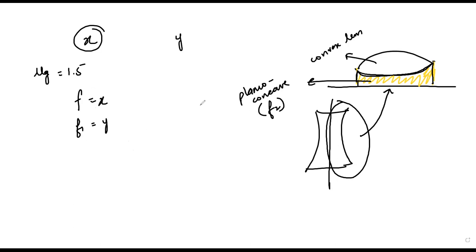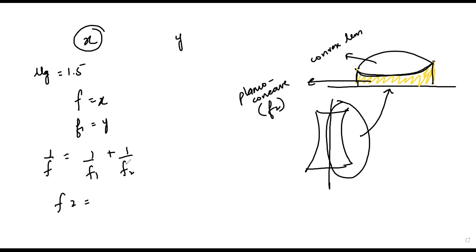So when you have various focal lengths with you, what do you calculate? 1 by f is equal to 1 by f1 plus 1 by f2 and so on. This is how you take the combination of focal lengths. So now just put it over here and find the value of f2.